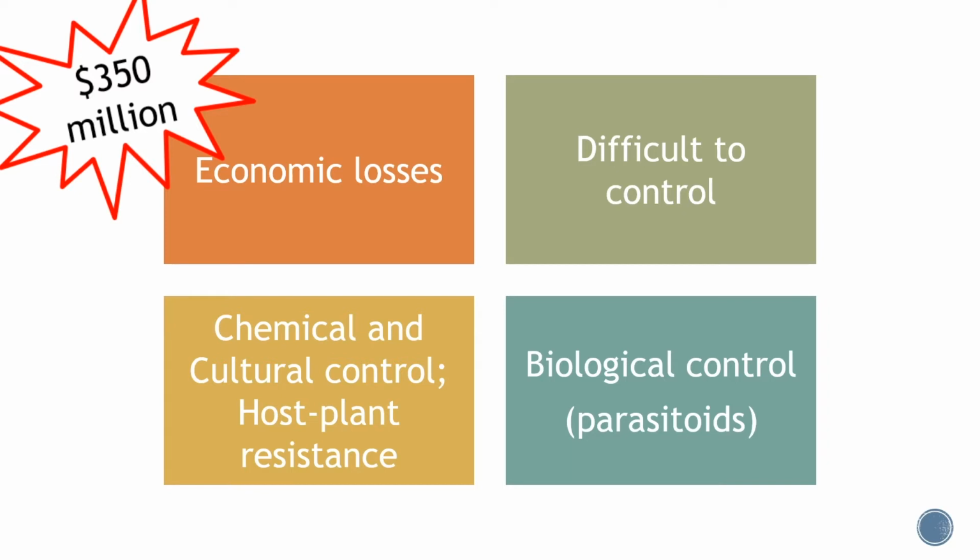No single method has effectively reduced wheat stem sawfly populations, including rare chemical control and cultural practices, with a major emphasis on host plant resistance. But there is also ongoing biological control by parasitoids, which is what we are going to focus on today.